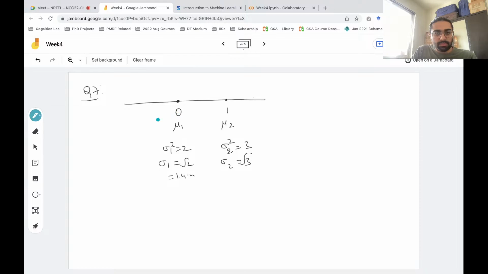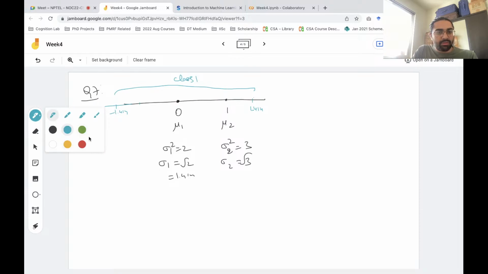Okay, yeah, so let's say this is something like 1.414. So between here, this is 1 and this is minus 1.414. So these are the places where I can find class 1 data points, okay, with some confidence of course.